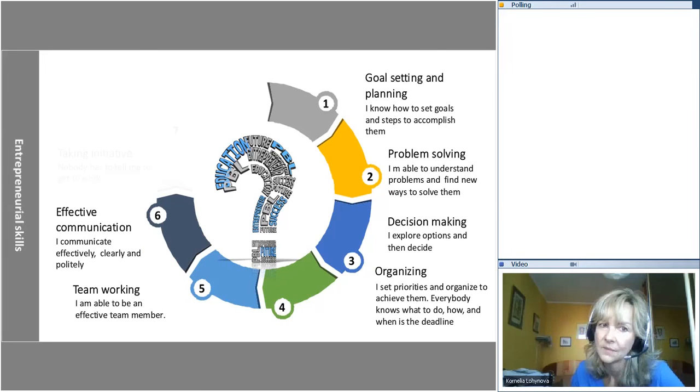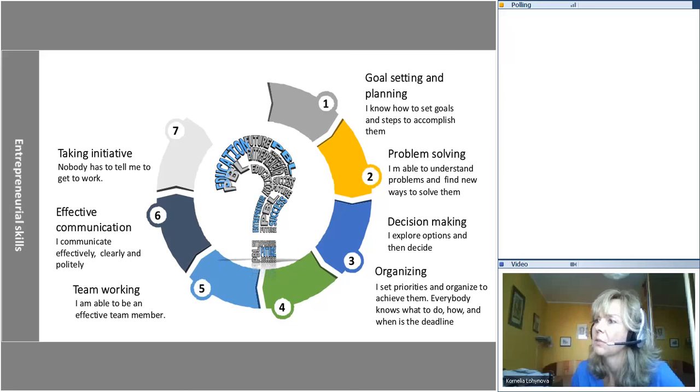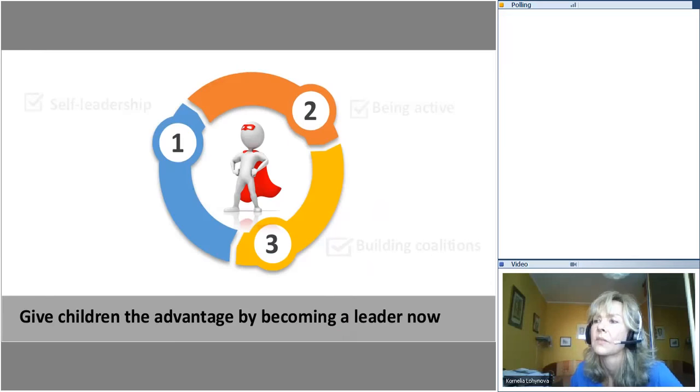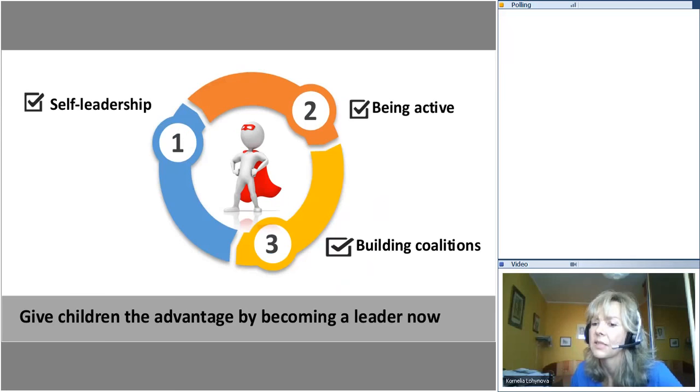Initiative and creativity move the world. Taking initiative means that we figure out what has to be done and we do it. Leadership is about taking responsibility for our actions, motivating others, and directing the team. There are three levels of leadership.